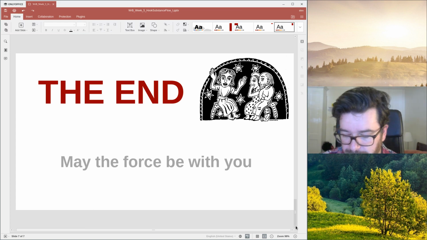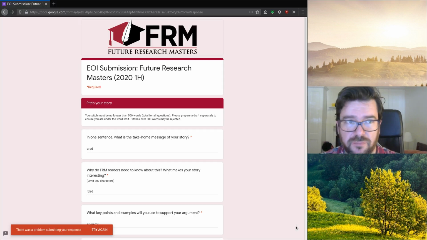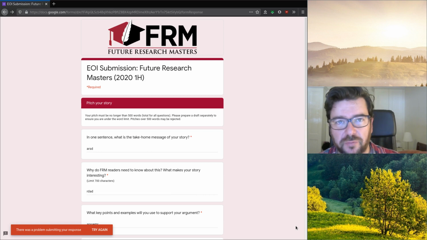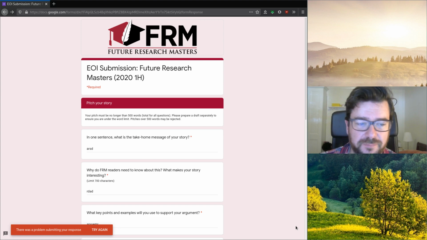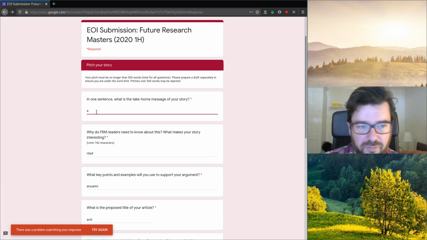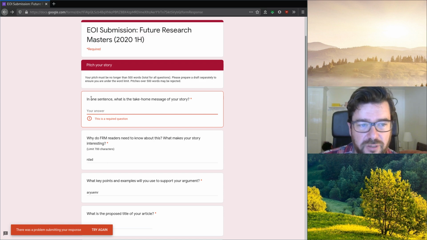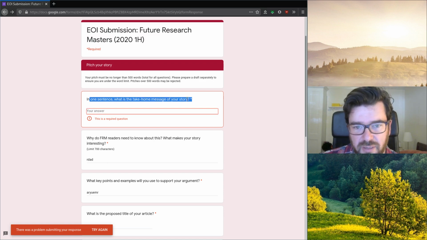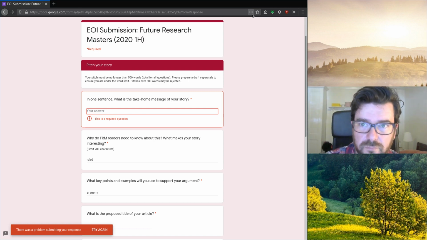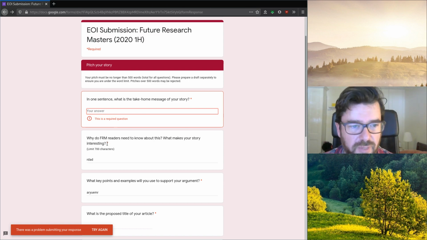Let's have a look now at the form. So this is it. This is the second page of the form, after you filled out your details. And you can see I've got a bit of placeholder text because I was playing around with it before. But essentially, what you're going to do is, in one sentence, actually, why don't I zoom in a bit here? It's not working. Okay.